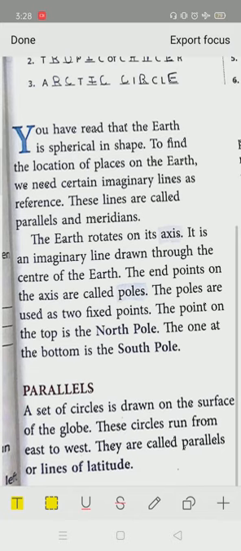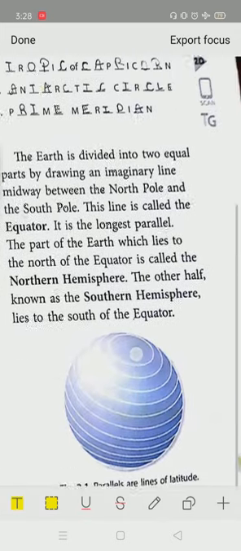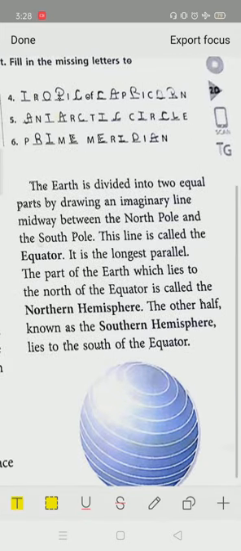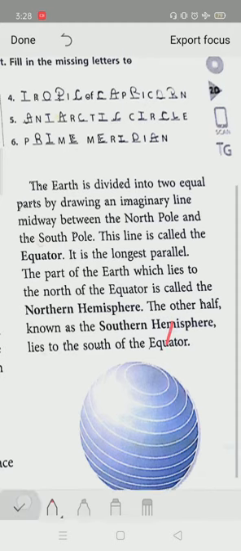Now we are talking about parallels. Remember, I taught you what parallels are. You have to imagine circles that are drawn around the earth. A set of circles is drawn on the surface of the globe. These circles run from east to west. They are called parallels or lines of latitude. Next, the earth is divided into two equal parts by drawing an imaginary line midway between the North Pole and the South Pole. The line is called the equator.